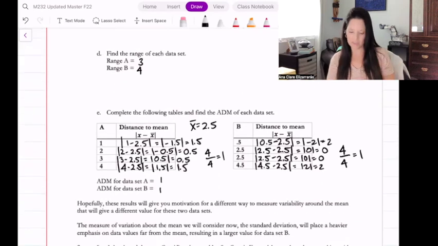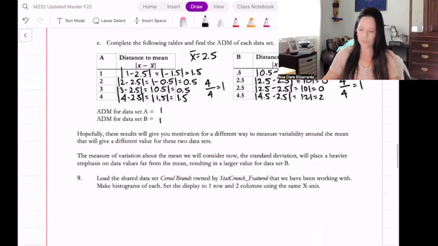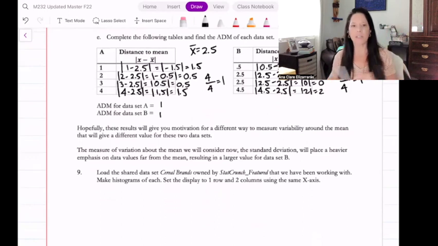Now it says, hopefully, these results will give you motivation for a different way to measure variability around the mean that will give you a different value from the two data sets. Because when we looked at them, they don't look the same. They don't look the same in terms of spread. So we need a different measurement. It says this measure of variation about the mean, which we will consider the standard deviation, is going to place heavier emphasis on where the data values are in relation to the mean, which is what we need. We're going to go back to Statcrunch and load the cereal brands data set, and we're going to compute a histogram.